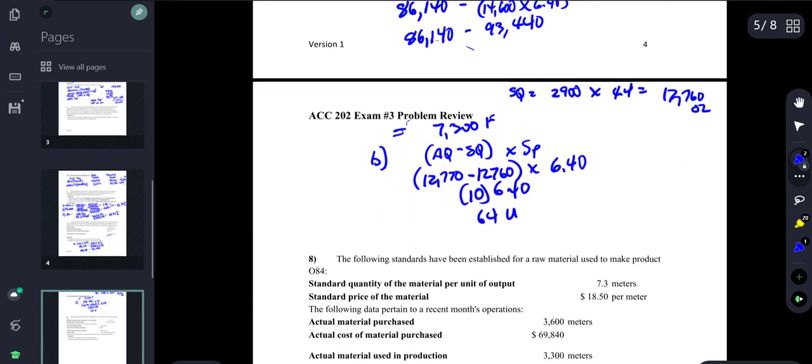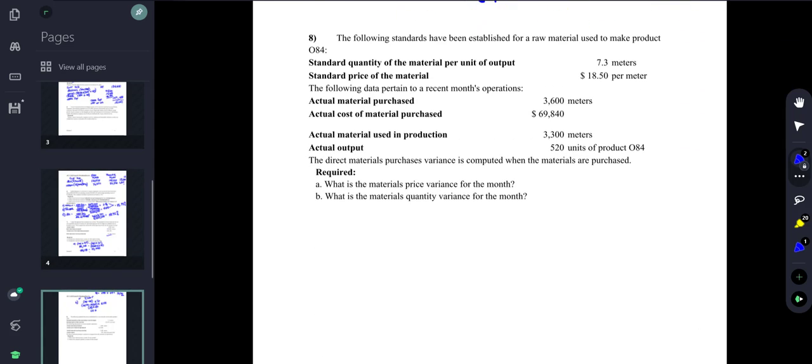All right, then the last one we have right here is another quantity variance and price variance, or well, price and quantity variance. And in this problem, it's just like the last one, where for the price variance, we're going to take actual quantity times actual price. We don't really know what that is, but we know that this is the cost that we spent. So we can put that in right here, $69,840. Nearly transposed it, 840.